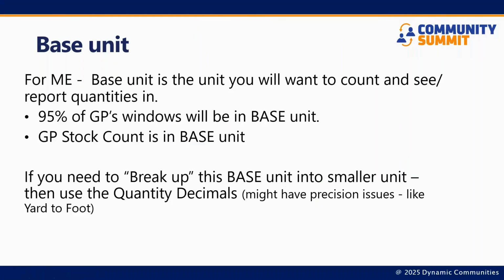If you need to break up this unit into smaller units, then you're going to want to use the quantity decimals. We do have a problem in GP with precision because the math only goes one way. If yard is your base unit of measure and you want to use a foot unit of measure, even with 5 decimals, it's not going to be perfect, but it's kind of close enough. And again, other ERPs do the math in both directions and they don't have this issue, but unfortunately GP's older and this is what we get.